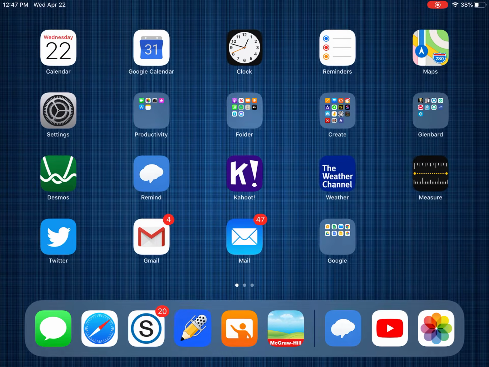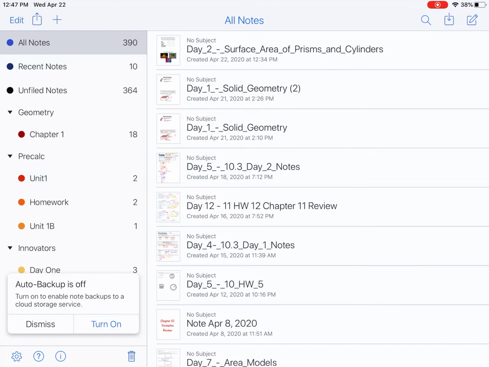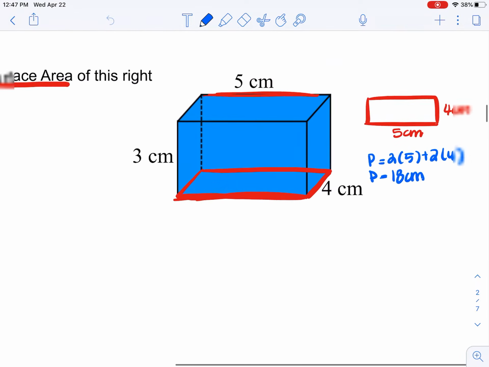Okay, and my iPad froze again. Love it. Just loving today. I think it's because I'm too zoomed in, so maybe I won't zoom in as much.